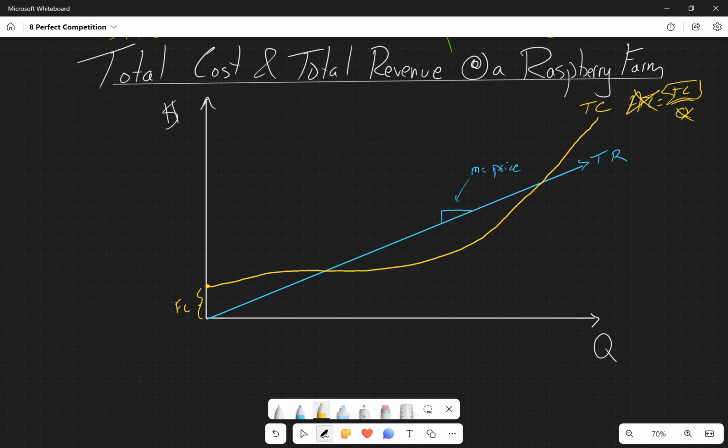And so my total cost curve starts out with a concave shape and then has an inflection point and becomes convex over here, and then it starts to just increase at an increasing rate, right? The reason why it starts to slope upward more steeply is because of diminishing marginal returns, because we're in the short run.